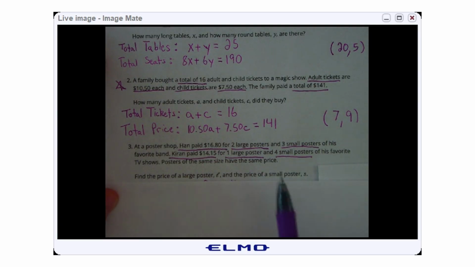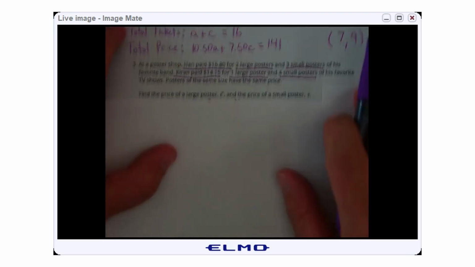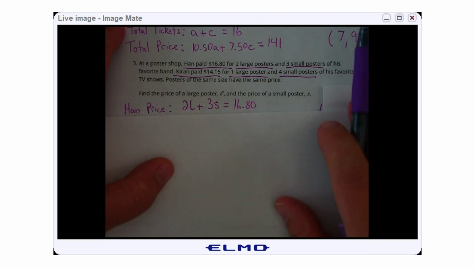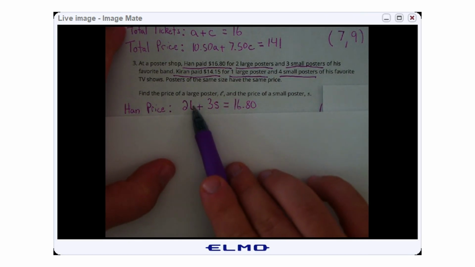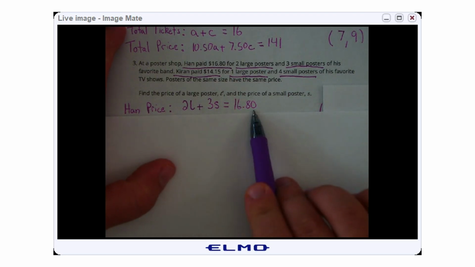Well, because we know how much each of them spent and we know what they bought, we can find the individual price for large posters and small posters. So what we're saying is 2 times the price of large posters and then 3 times the price of small posters should equal the $16.80 that Han spent, right? So that's what our first equation is going to look like. If I know that large posters is L and small posters is S, my equation for Han is going to look something like this. 2 times the price of large posters plus 3 times the price of small posters should equal $16.80, right?